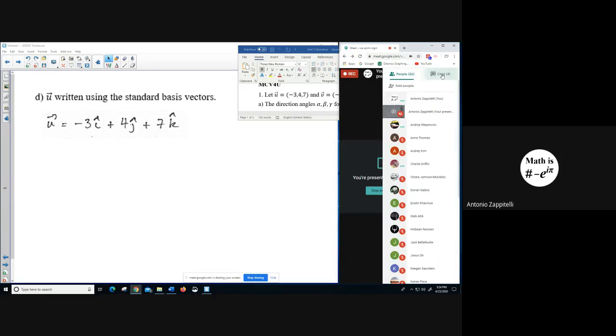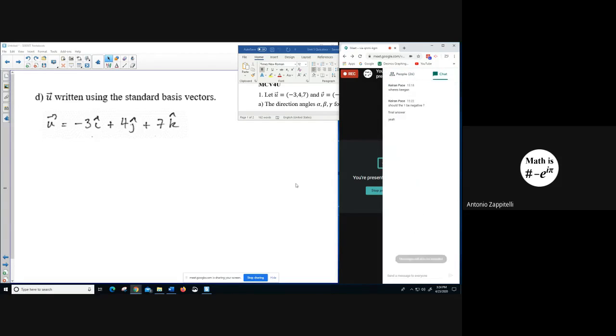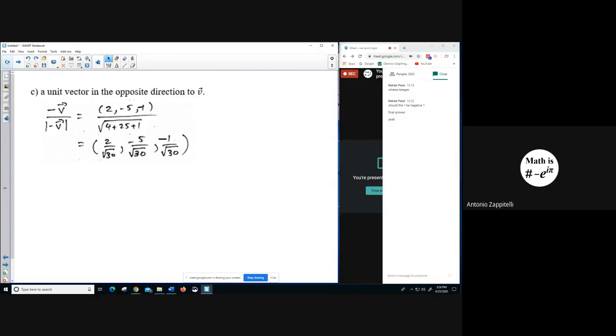Sorry, Tony. Yep. For question C, I think it was the unit vector. We just have to divide by the magnitude, right? Exactly. Okay. But since I needed the direction opposite to v, instead of working with v, I worked with negative v. Okay. Of course, minus my little mistake there. Okay. Anything else for question 1?